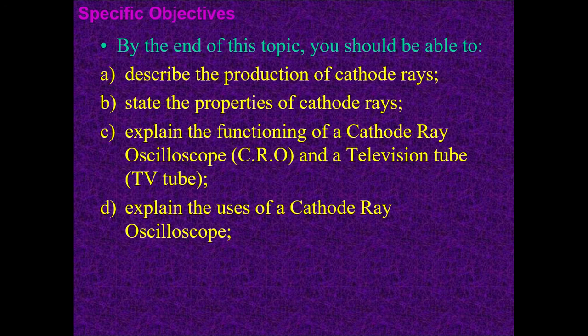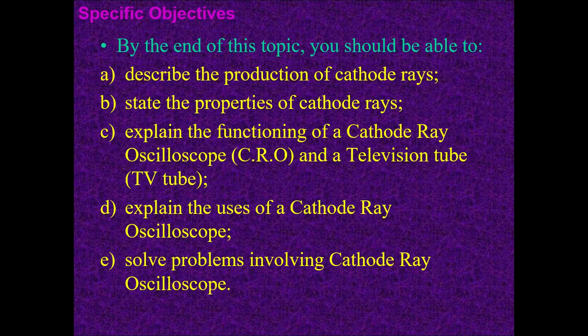The explanation of the functioning of a cathode ray oscilloscope was covered previously, with the deflection and all the specific parts. Now we're going to look at the television tube in this tutorial, and also solve problems involving the cathode ray oscilloscope. So by the end of this tutorial you should be able to sum up everything. Now, what are the uses of the CRO, the cathode ray oscilloscope?